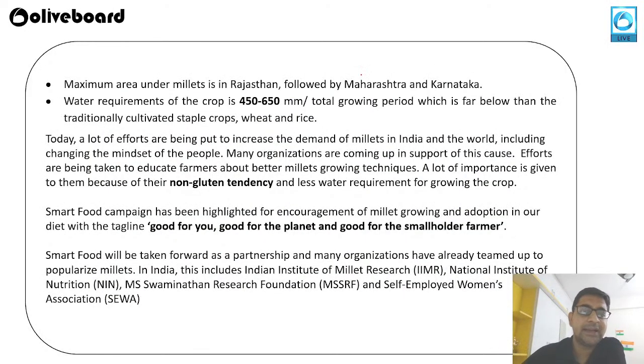So the maximum area under millets is in Rajasthan, followed by Maharashtra, then Karnataka. So Rajasthan is on the top, second is Maharashtra, and third is Karnataka. Normally the water requirement is very less for this crop, 450 to 650 millimeters over the total growing period, which is far below the traditional cultivation of staple crops. So these crops require very little water.